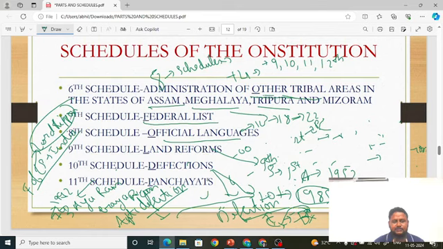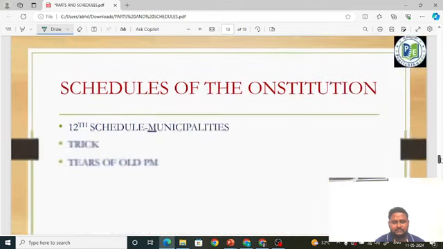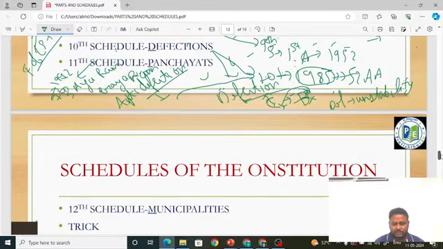Next we will go to the last schedule, the 12th Schedule, which is talking about municipalities. It came through the 74th Amendment, 1993, while the 73rd was for panchayats.